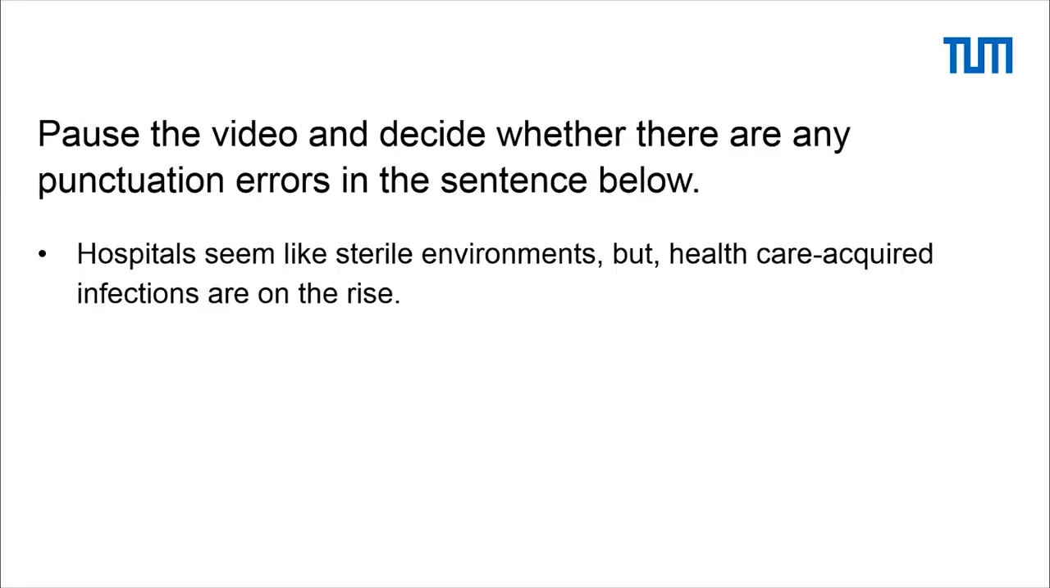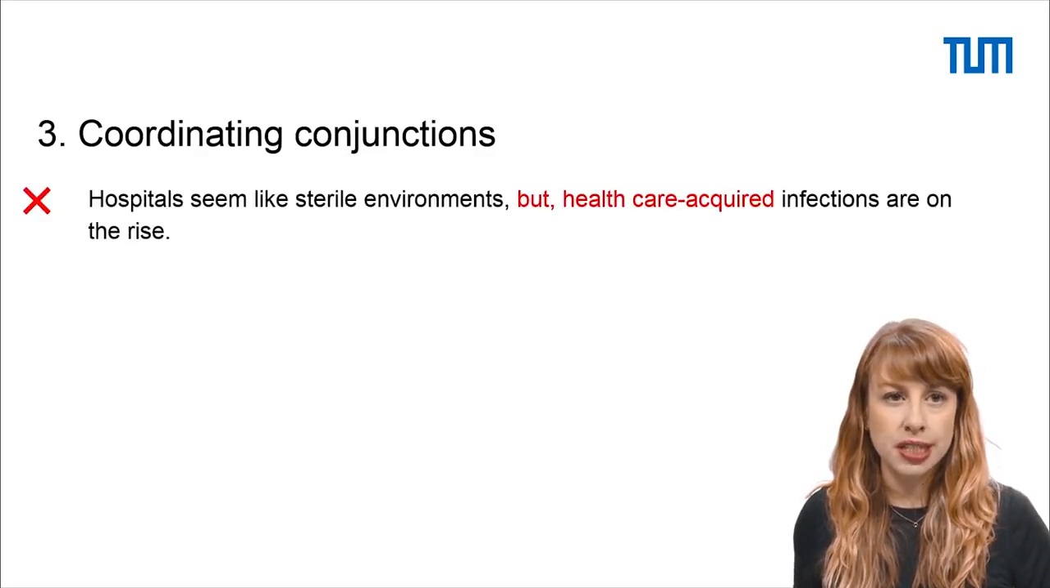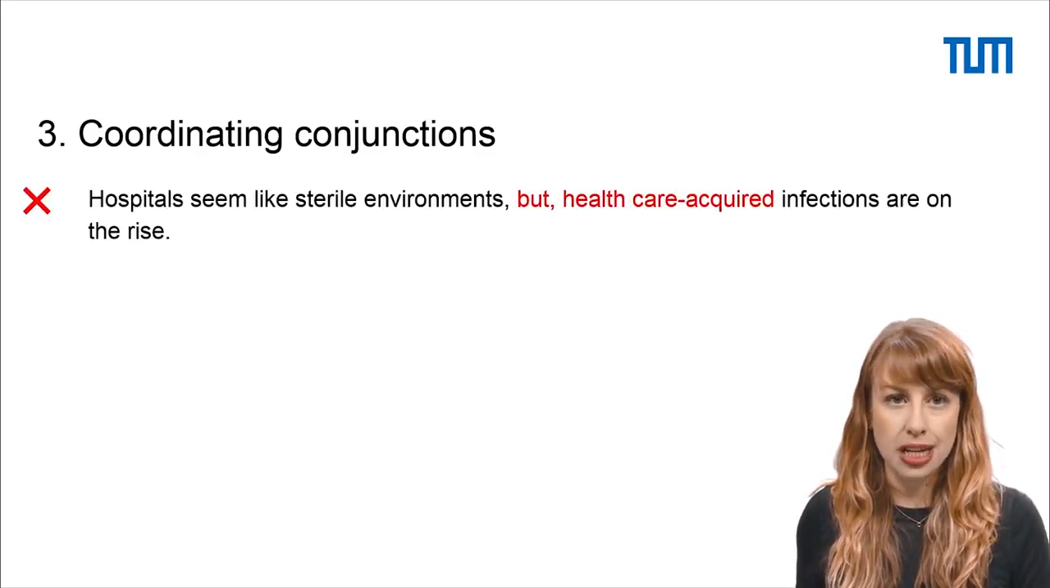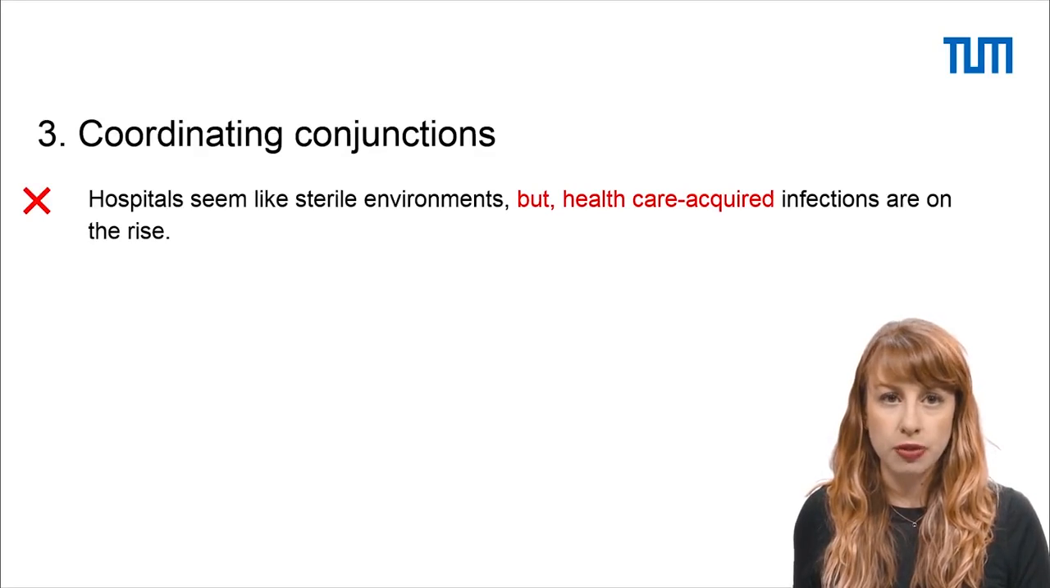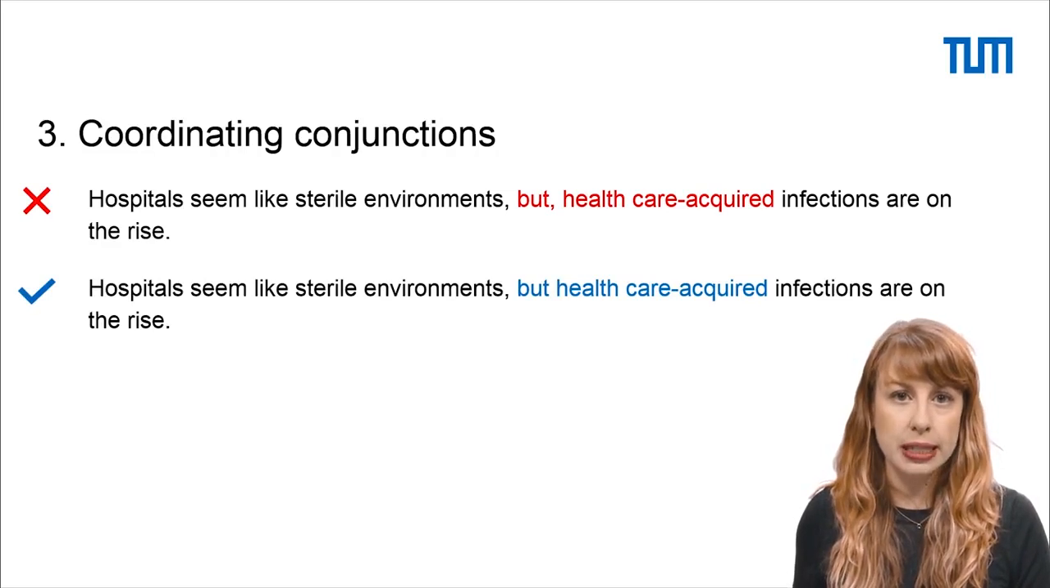Okay, here's the next sentence. Pause the video, decide if there are any errors, and if so, correct them. So the issue we're looking at here is commas with coordinating conjunctions. In this sentence, your coordinating conjunction is but. It is perfectly fine to use a comma before the conjunction, but do not use a comma after. So in our example here, the first comma is correct, the second comma is incorrect.